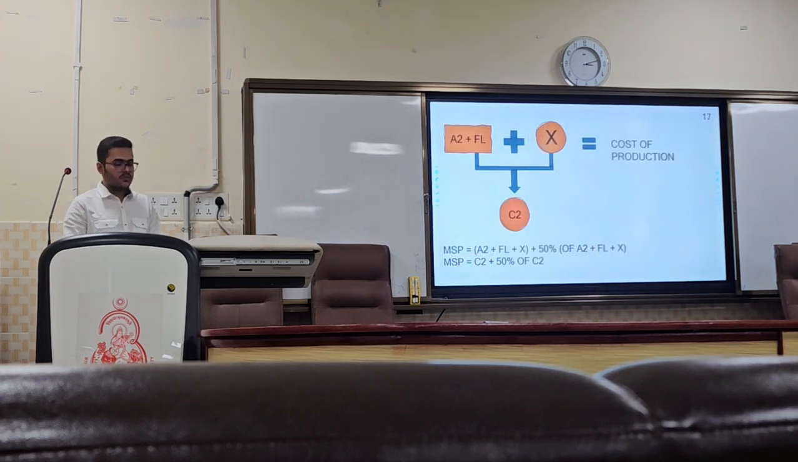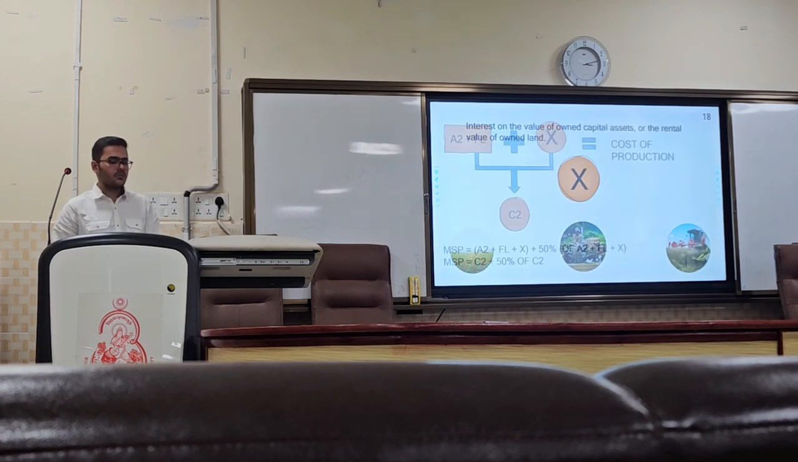Now the formula for MSP as per the Swaminathan Commission, which is not being implemented, is A2 plus FL plus X plus 50% of A2 plus FL plus X. Now A2 plus FL plus X is considered to be C2, and so the formula will be MSP equals C2 plus 50% of C2.